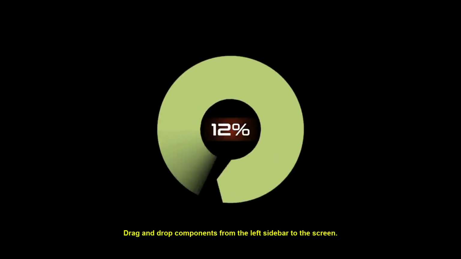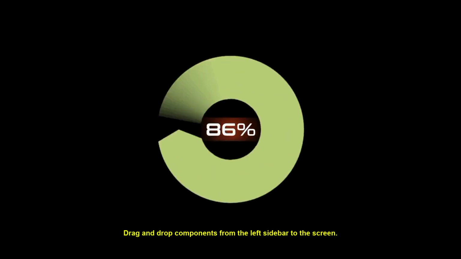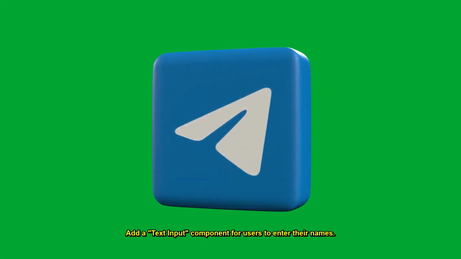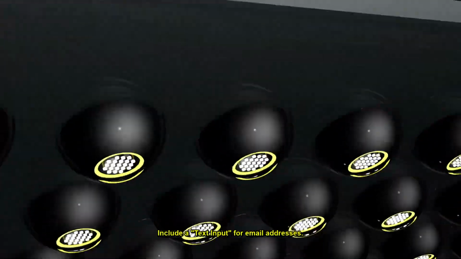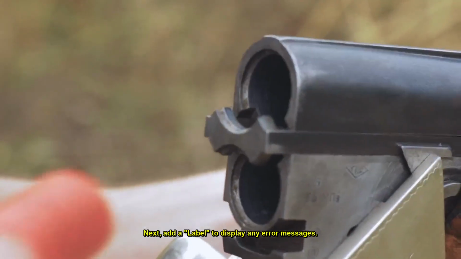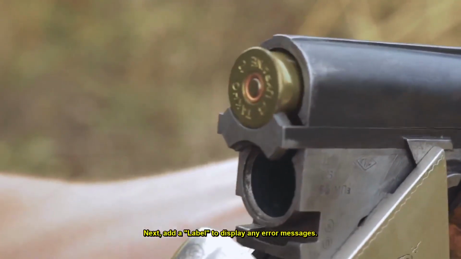Drag and drop components from the left sidebar to the screen. Add a text input component for users to enter their names. Include a text input for email addresses. Drag in a button component, labeling it as Sign Up. Next, add a label to display any error messages.